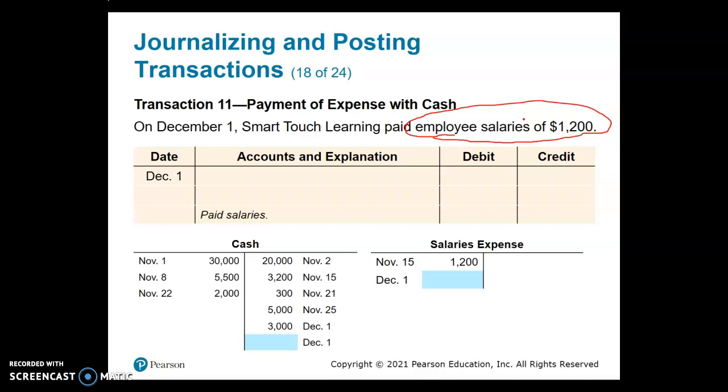So we've got salaries expense. That is an expense going up, so that is your debit. And cash is going down, so that is your credit.